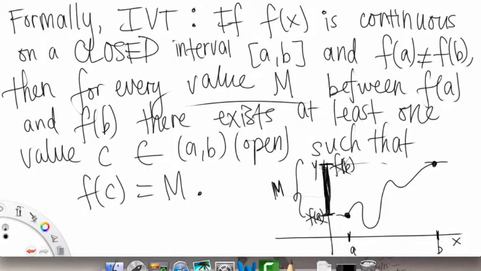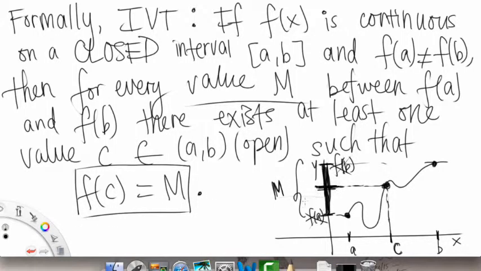There exists at least one value c, so for any randomly chosen m, I'll choose a point here, okay? If we choose this y value m, and we draw a line straight across, we should find a point on the graph. So here we hit a point, and then it says there exists at least one value c in the open interval ab. That means there is some x value in between a and b such that when you plug it in, you get that value m that you're looking for.